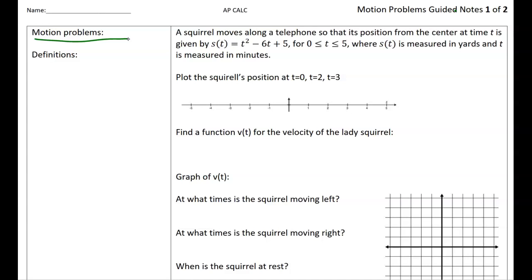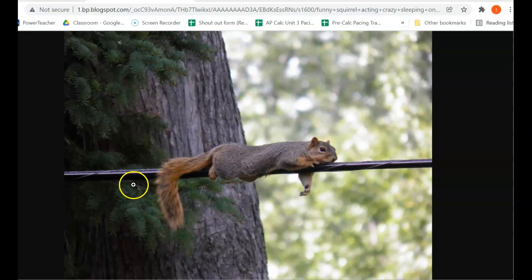So we're going to imagine a squirrel running along a telephone wire. So if I'm a squirrel on this wire, I can only move in two directions, right? I can move left or I can move right, but I can't move forwards or back because I'll fall off. So we're considering my squirrel moving in just one dimension here, just to simplify our work a little bit.